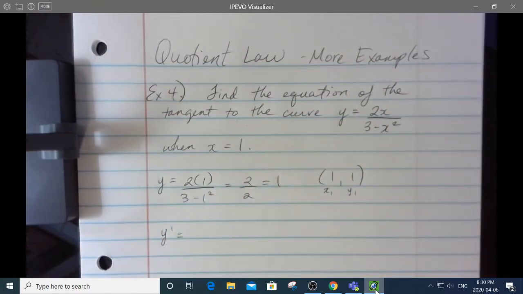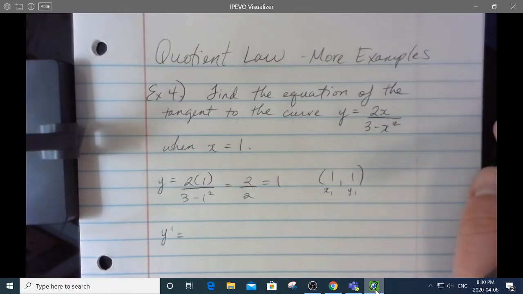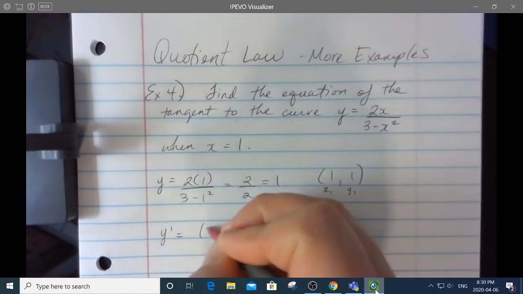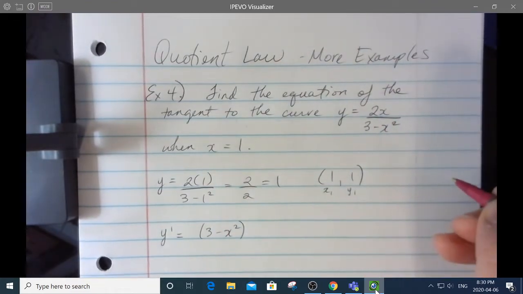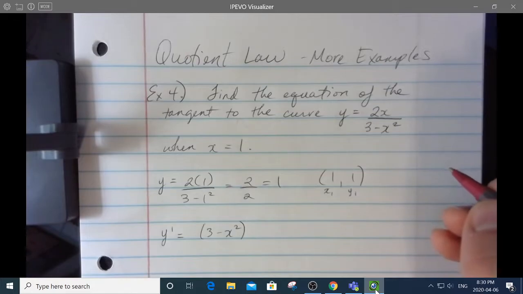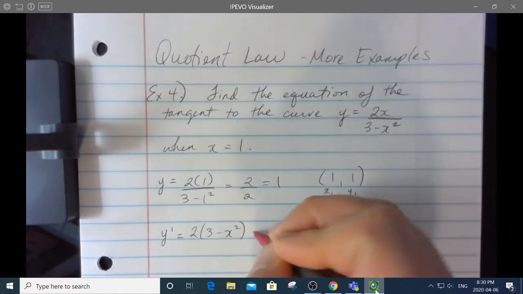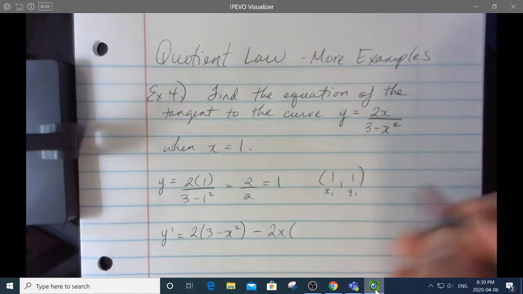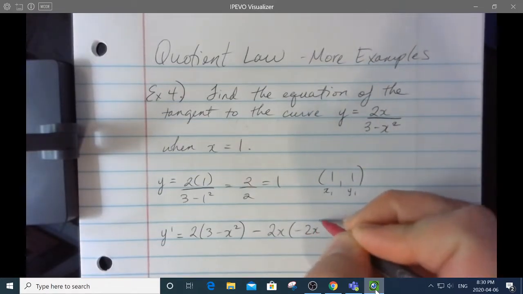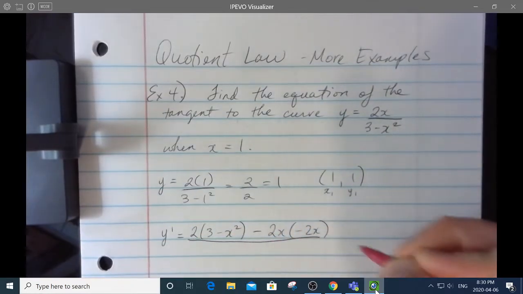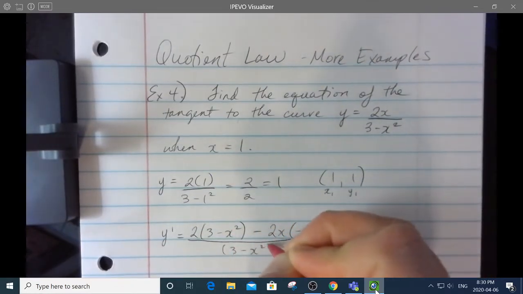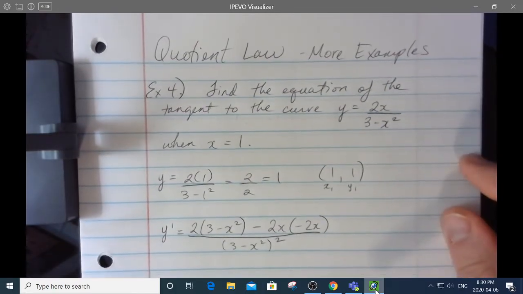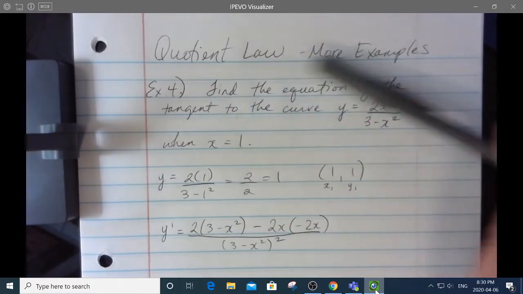So, all right, how does the derivative law work again? Well, let's see. It is the bottom, 3 minus x squared, times the derivative of the top, 2, minus the top times the derivative of the bottom, negative 2x, all over the bottom squared. All right. Now you're probably thinking, man, these problems were tough enough before you added this stuff to it.